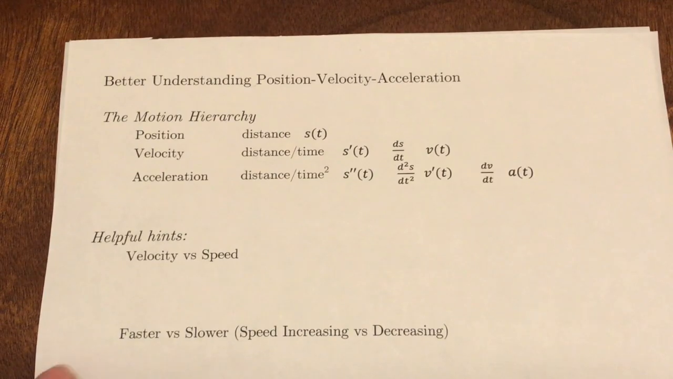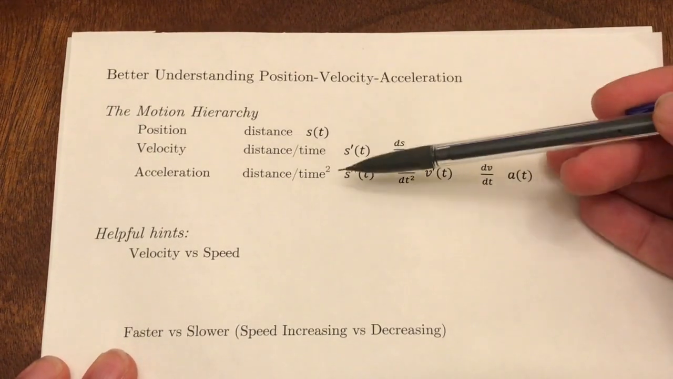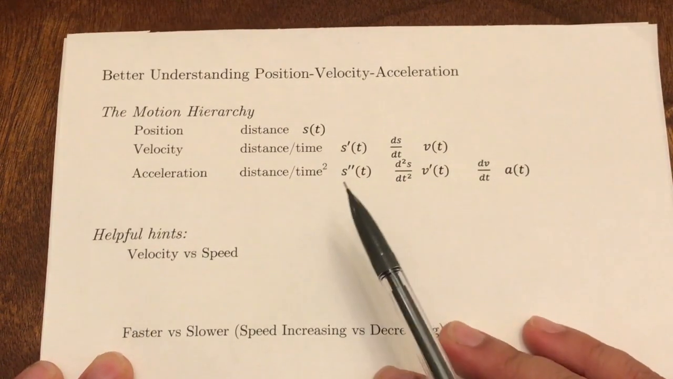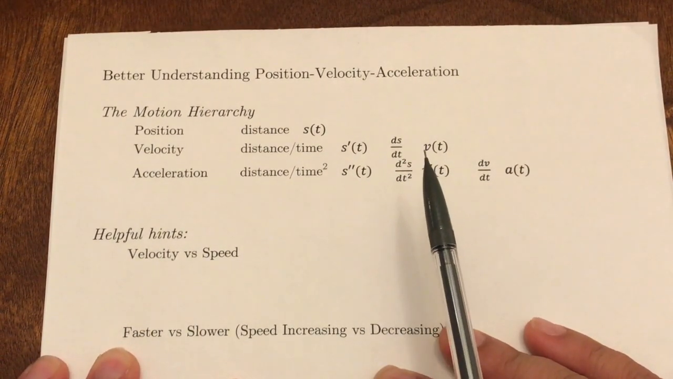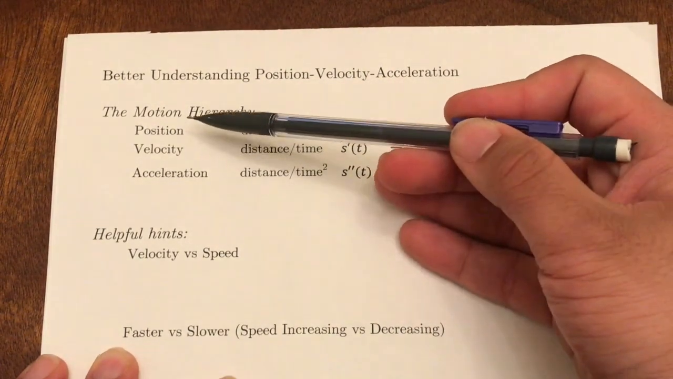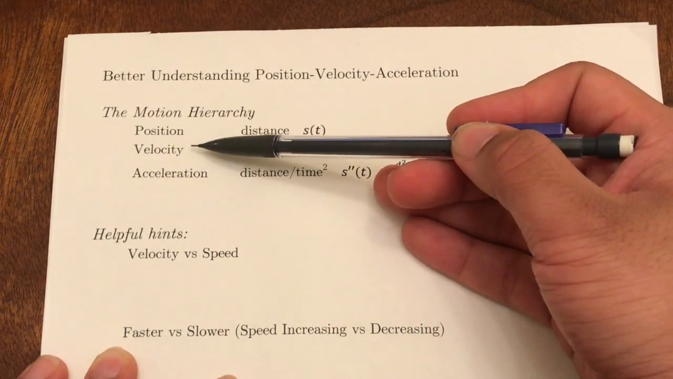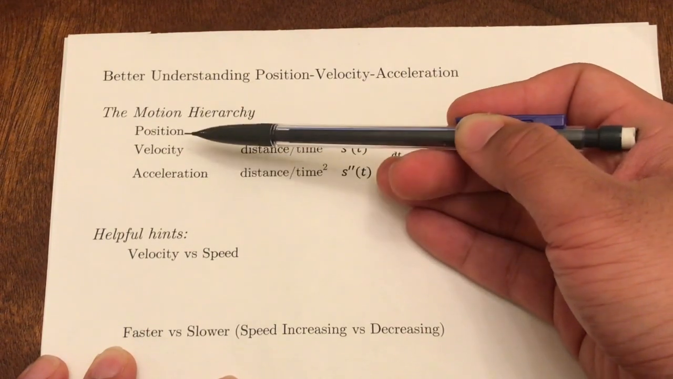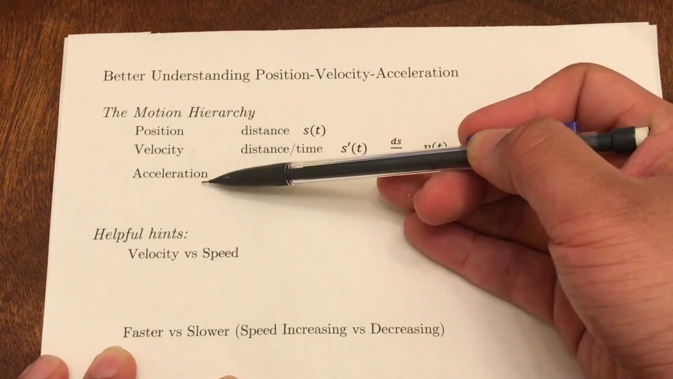So we saw in class this hierarchy, so you don't have to write this down again because hopefully you got it in class last week, but essentially what it's showing you is the relationship among these three quantities. Position tells you where you are, velocity tells you how fast you're going and what direction, and acceleration tells you how fast the previous quantity, velocity, is changing.